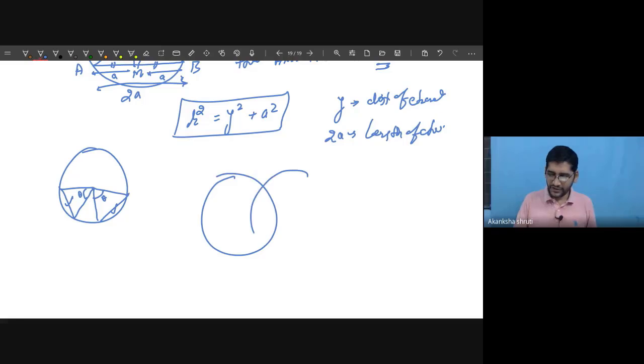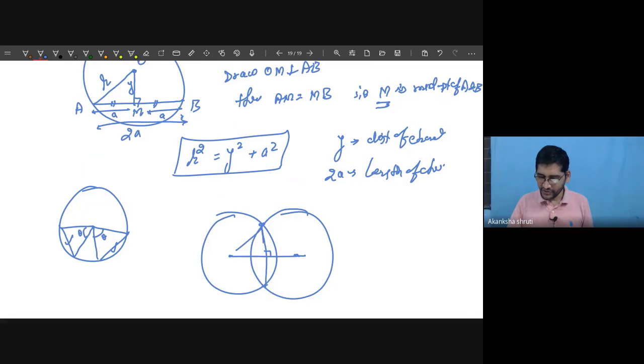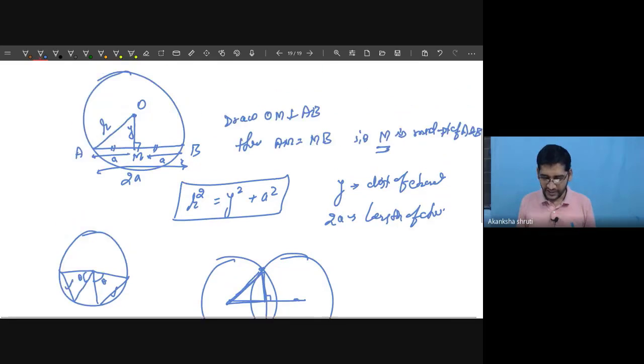Student, we had also learned, if we join the point of intersection of two circles and their centers, then this is also 90 degrees. And the rule is applicable for each of these triangles. We can apply it. And such a question we had done. And you people have also done it correctly.